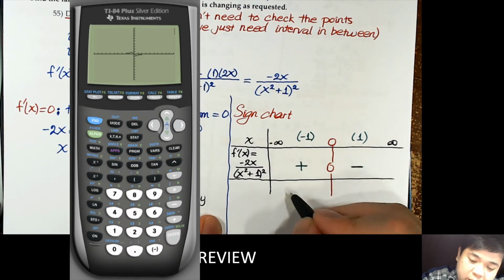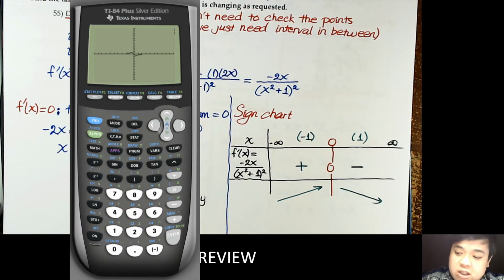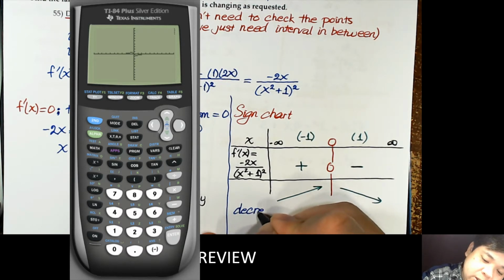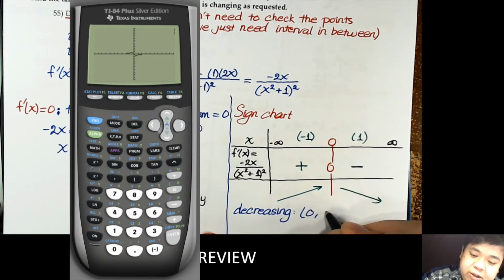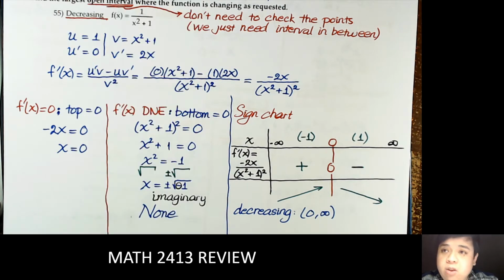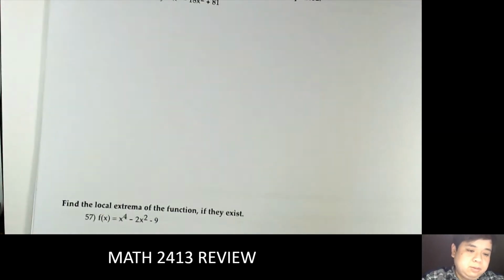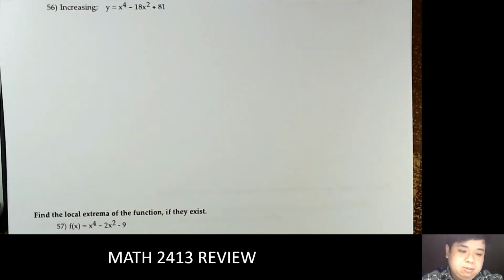So they're asking, positive is increasing, negative is decreasing. Since the question is asking for where the function is increasing, we say it is decreasing when x is from 0 to infinity. Again, we want an interval, so we don't have to check the point. So that is 55. The same thing, find the interval where the function is increasing.